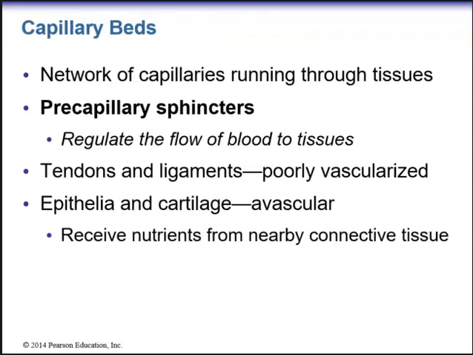Capillary beds are a network of capillaries running through tissues. We have structures called precapillary sphincters that help regulate the flow of blood into the tissues. We know that structures such as tendons and ligaments are poorly vascularized, and even epithelium and cartilage are avascular, meaning they don't have their own blood supply, but instead receive nutrients from nearby connective tissue.